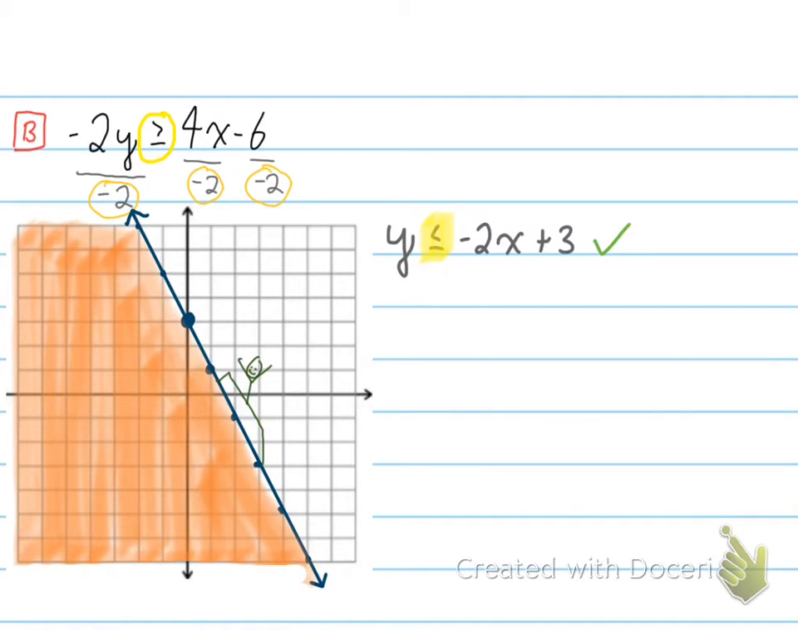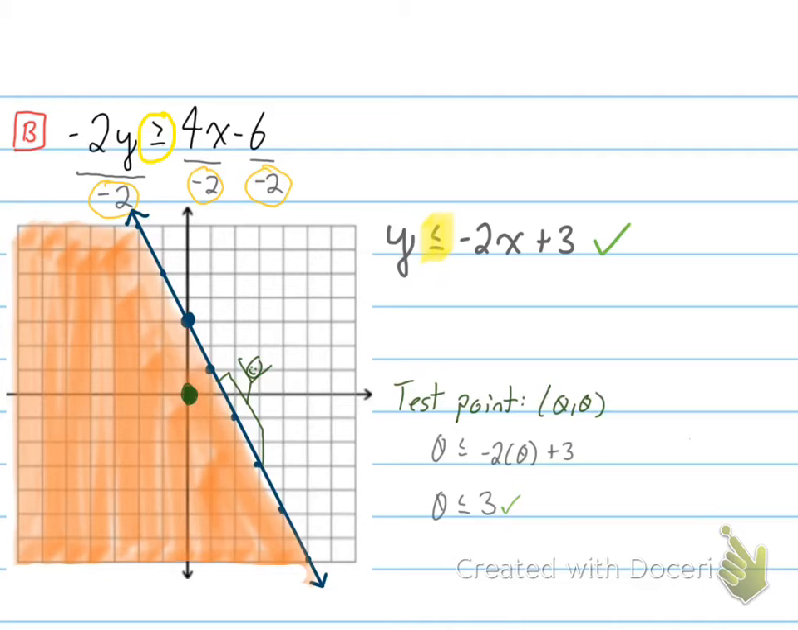Finally, the most proper way to test this, again, is to use a test point. For this, let's use the test point (0, 0). I'm going to use my slope-intercept form of the equation. You could use the original one if you want to as well. 0 is less than or equal to negative 2 times 0 plus 3. That simplifies down to 0 is less than or equal to 3, which is in fact true.